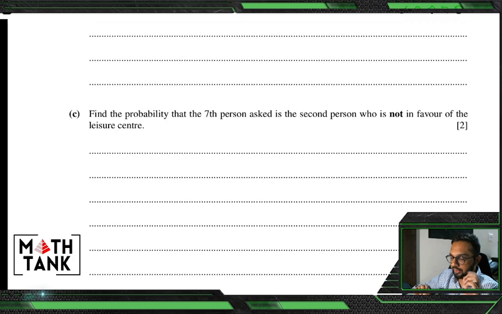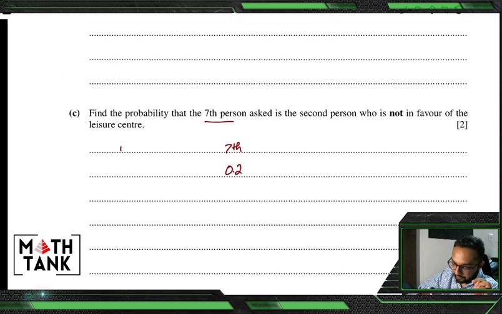So what that means is that there was one person up till the sixth, so up till the first six people that you asked. So that could have been the first person, the second person, the third person, fourth, fifth, and sixth itself. Then the seventh person became the second person. So you know that on the seventh trial, you get a person who's not in favor. But this person is the second person who is not in favor. So the first six have one success.